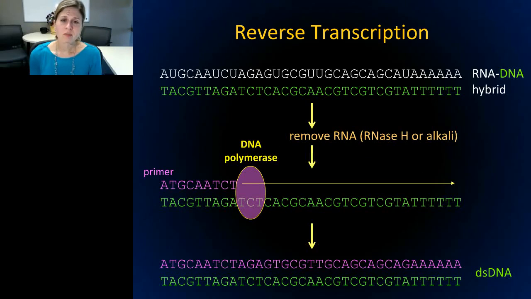The RNA can then be degraded. So this RNA portion can be eliminated in a number of different ways using an enzyme called RNase H or using high alkali, and allow for a primer to bind to the single-stranded DNA that remains. And in the presence of the enzyme DNA polymerase or Taq polymerase, we can then generate a double-stranded copy of DNA.